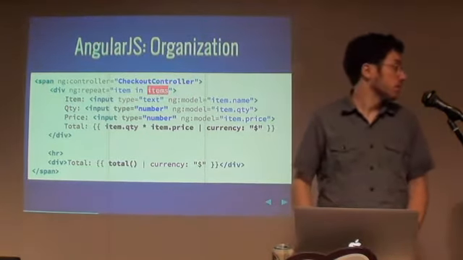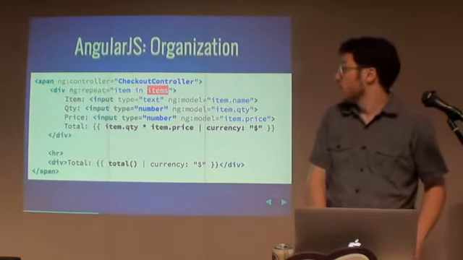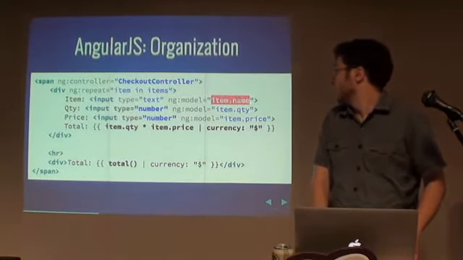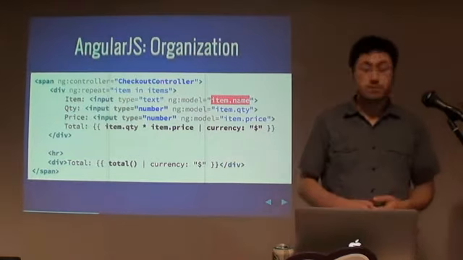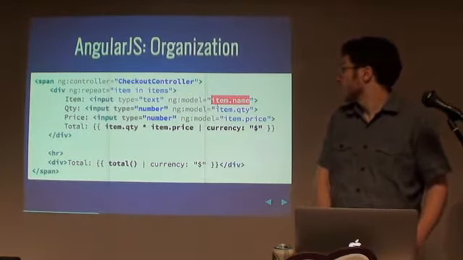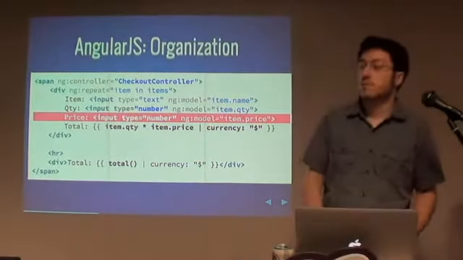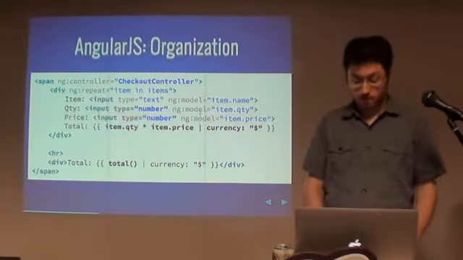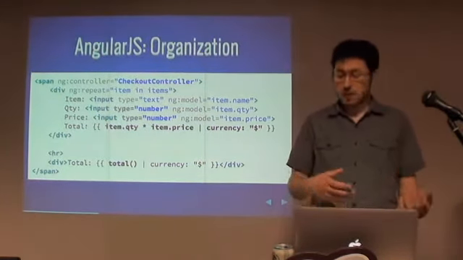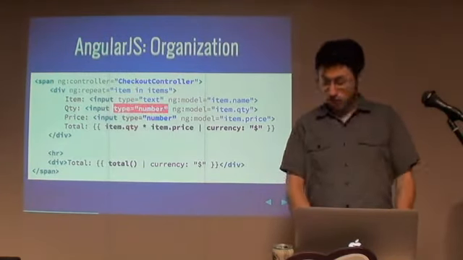In this case, we're creating a scope variable called items. Here we are iterating over each item and binding to a different property. This is ng-repeat, the iteration, and we bind to the item name. And so we're binding to the name, the quantity, and the price of each item object.